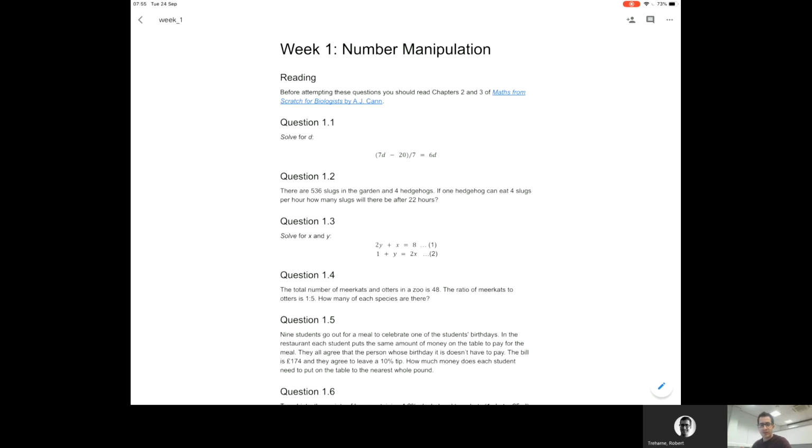Without further ado, let's look at question 1.1, which is a simple algebra problem. We are going to solve for D. Before I start these questions, I recommend you get a copy of the questions in front of you, and we'll just work through them, okay? I'm going to break the videos up into each individual question.